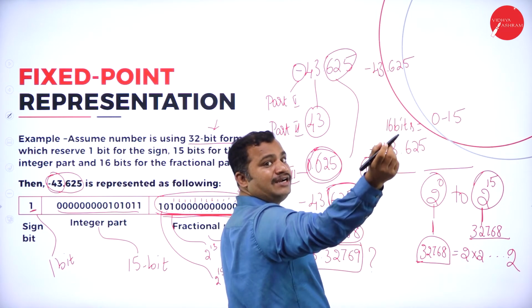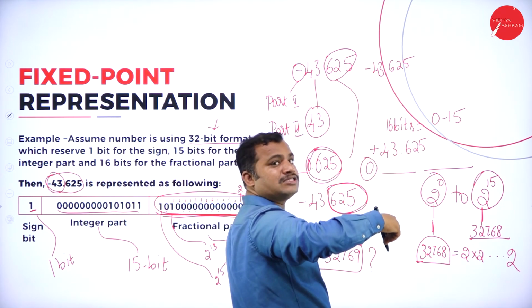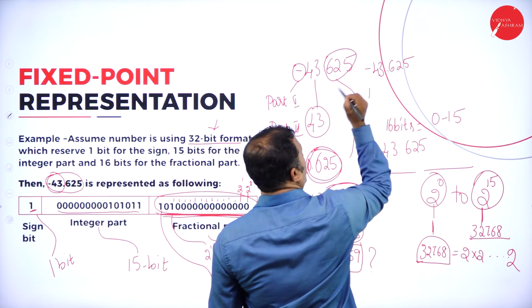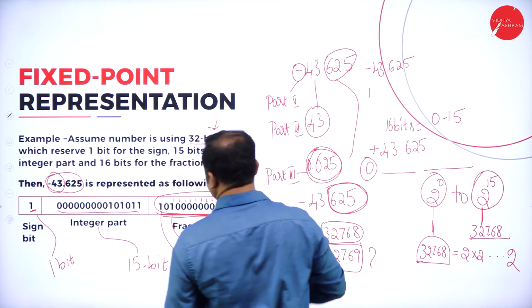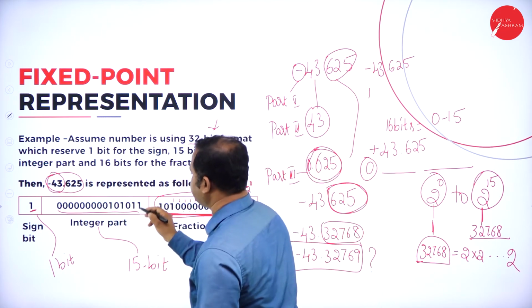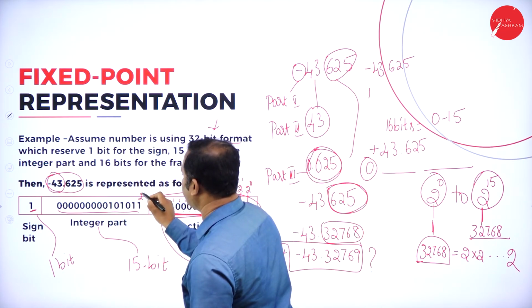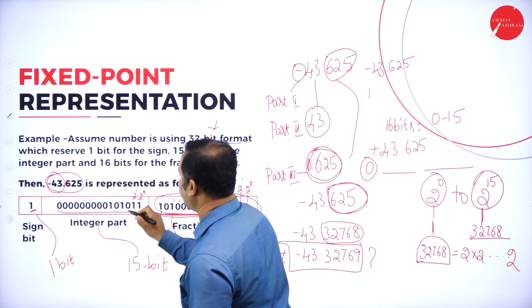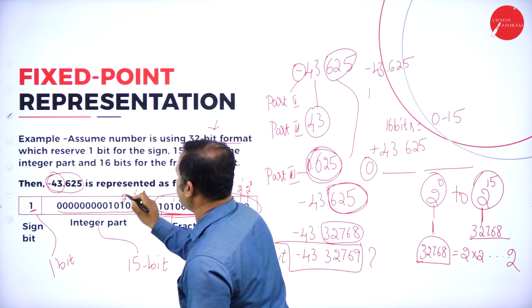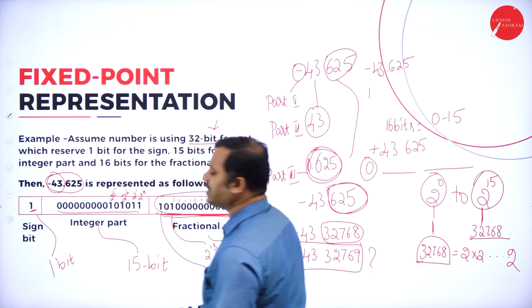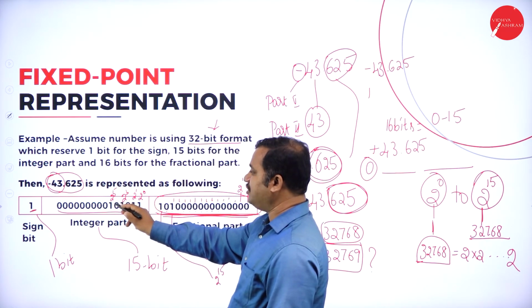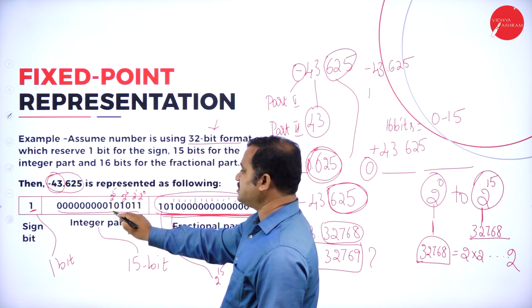How can I represent it? It has to be represented in the sign bit with 1. This indicates that the number is a negative number. If that is the case, what is the value of this? 2 raised to the power of 0, 2 raised to the power of 1, 2, 3, 2 raised to the power of 3, 4, 5, 2 raised to the power of 5. What is the value we have here? 2 raised to the power of 5 is 32.